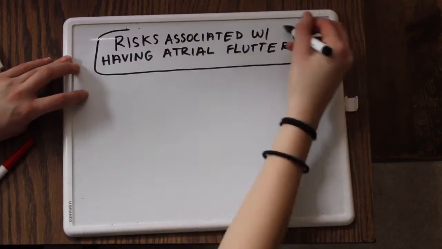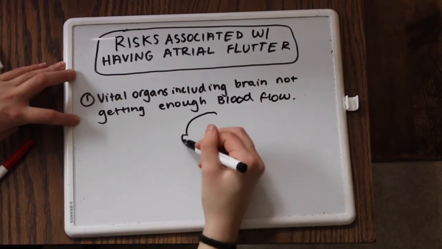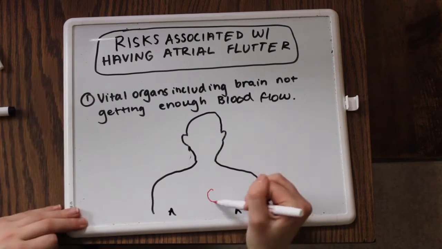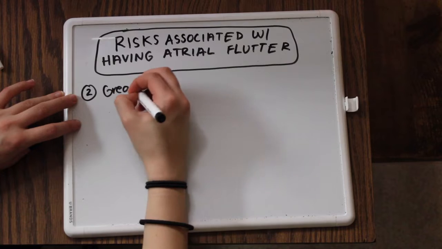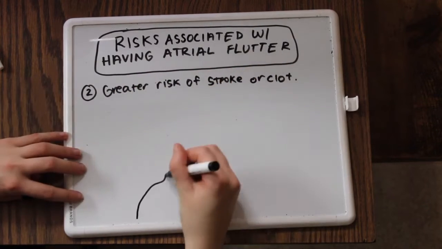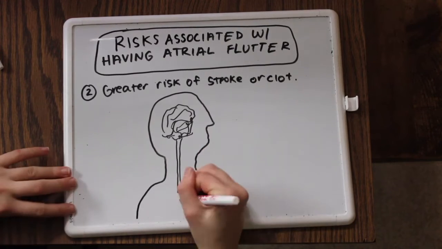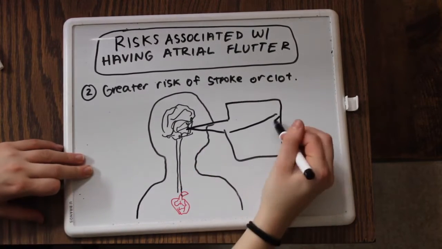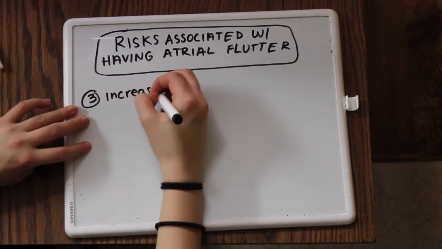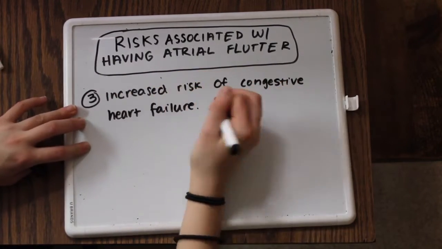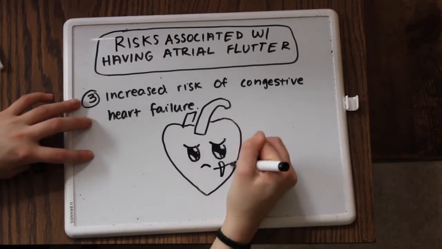There are some risks associated with having atrial flutter. The first is vital organs, including the brain, not getting enough blood flow. This occurs because the electrical circuit is out of sync in the heart, and this causes it to not effectively pump blood to other parts of the body. The second is a greater risk of stroke or clot. This occurs because the electrical circuit is not pumping the heart effectively, and the blood can pool in the heart, causing a clot. The third is increased risk of congestive heart failure. Atrial flutter can weaken the heart over time if not treated, and this can eventually lead to heart failure.